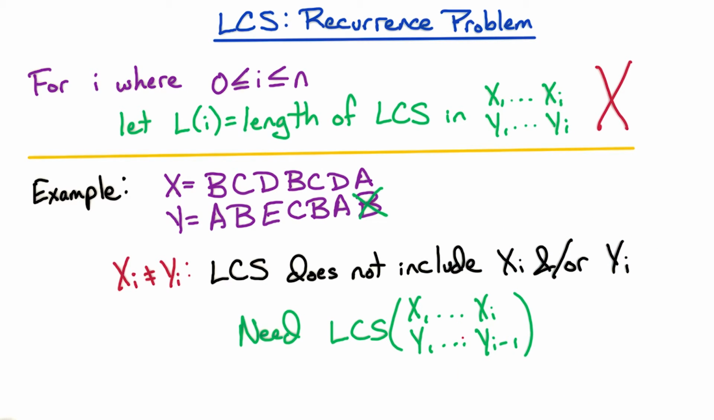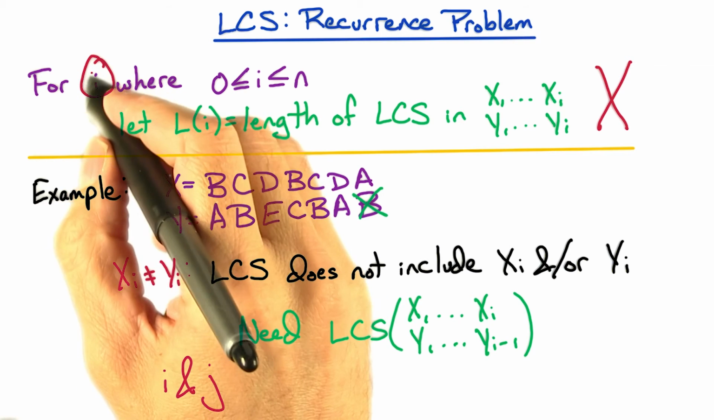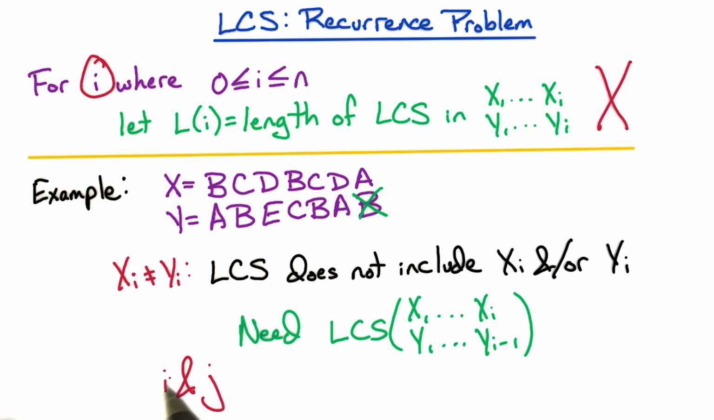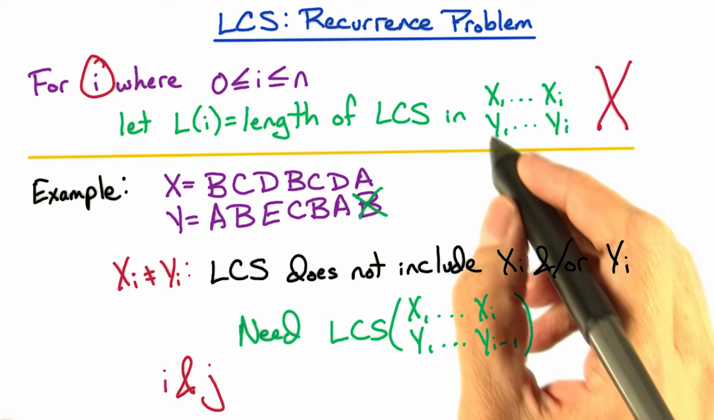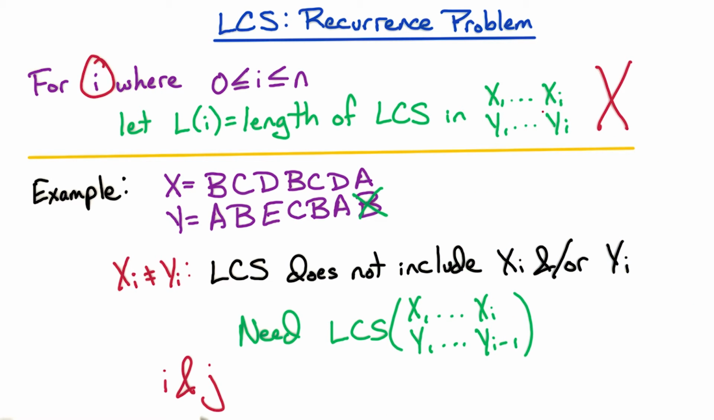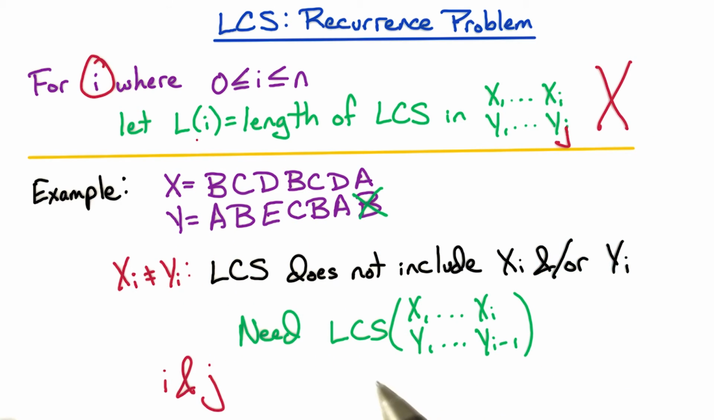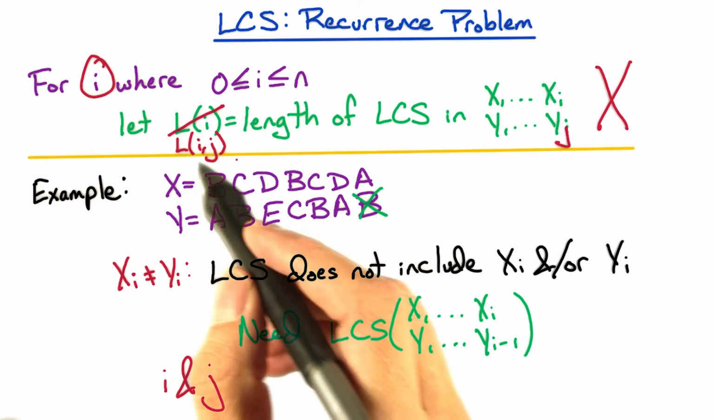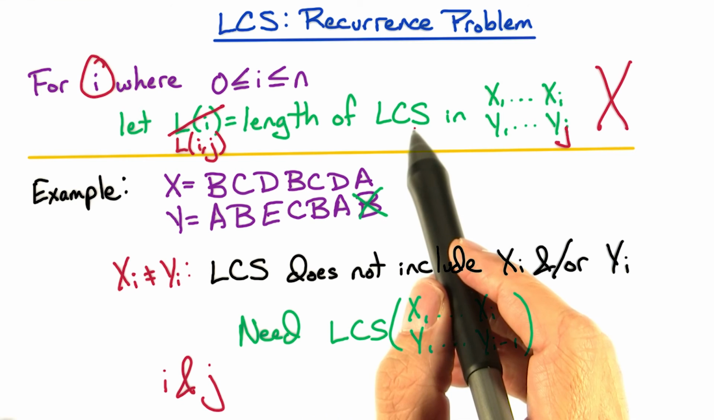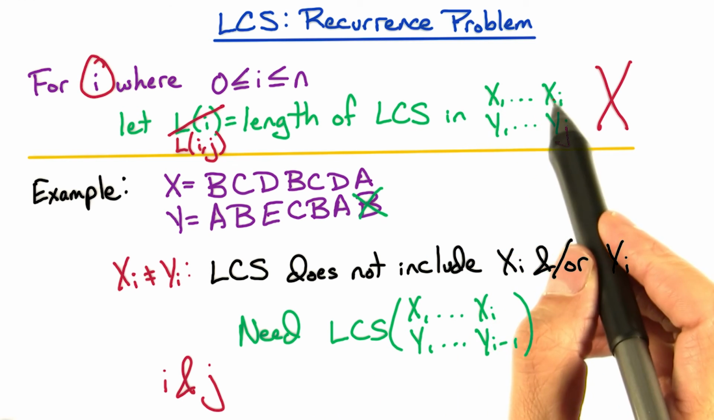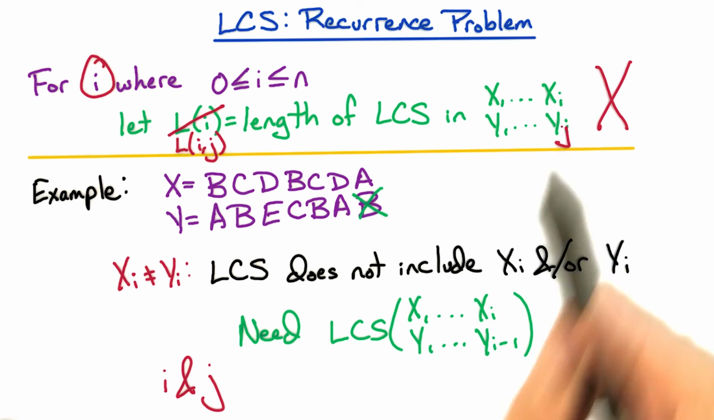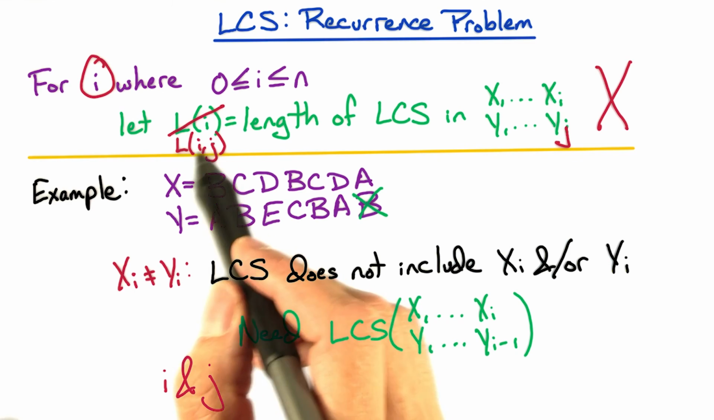So how do we achieve that? We're going to change from a single parameter i to a pair of parameters i and j. i will correspond to the length of the prefix in x, and j will correspond to the length of the prefix in y. And our table will now be a two-dimensional table. So L of i,j will be the length of the longest common subsequence in x1 through xi with y1 through yj. And we're going to try all possibilities for i and j.